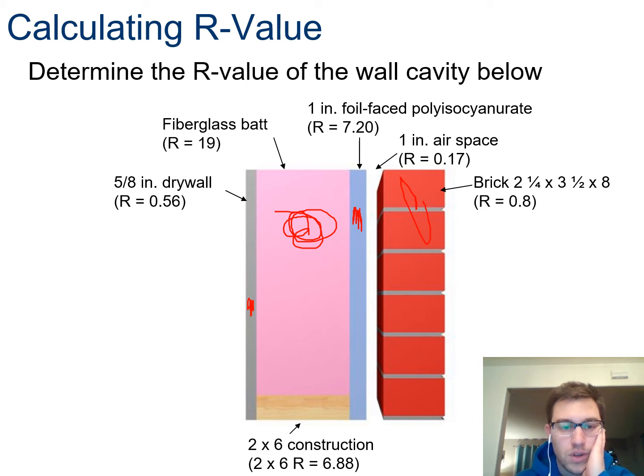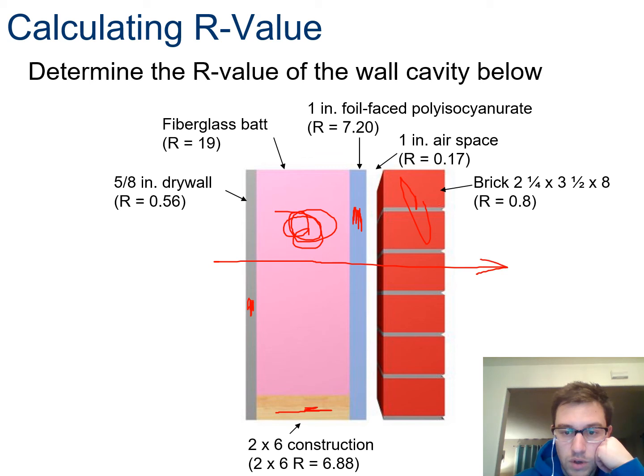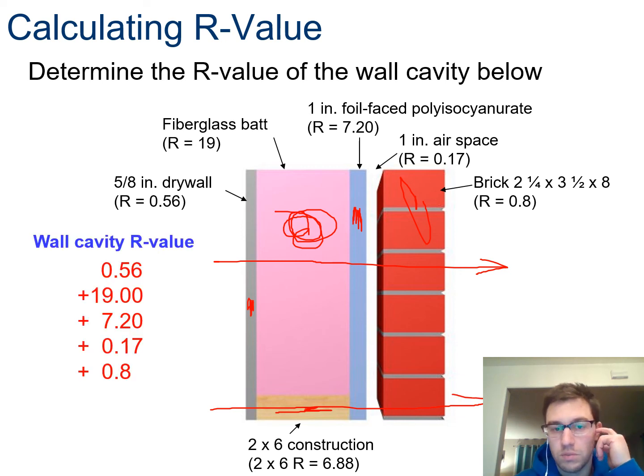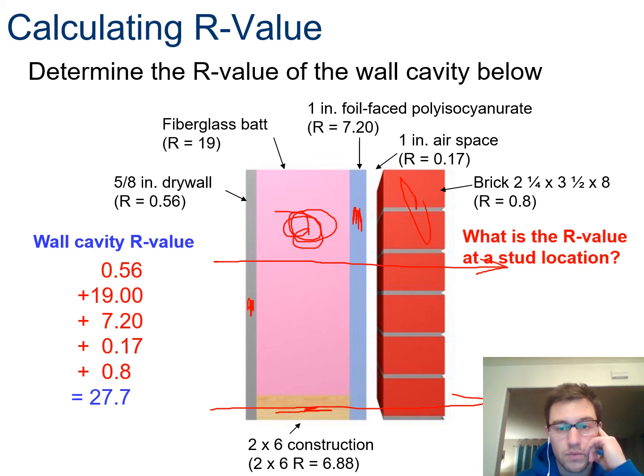Well, what you need to know is how thick that material is, and you need to know the R value of that material. And then every so often in a wall, you're going to have a piece of wood or a board, 2x6 construction. So in this, they're asking you, what's the R value of this section here if you're going through this part with no board, and also what's the R value of this section here if you're going through with a board. So what you do is you simply add them all up to get an R value of 27.7. On the stud location, add them all up, R value of 15.6.